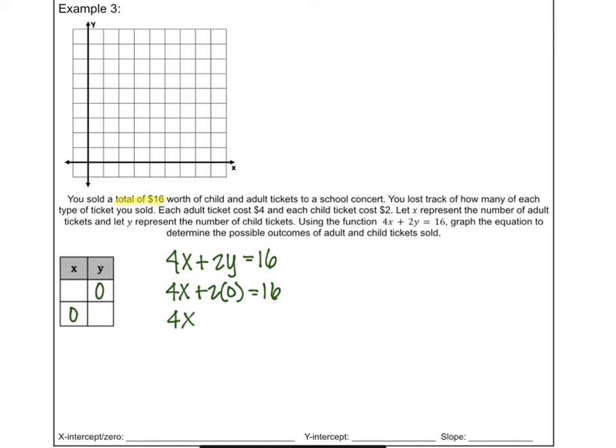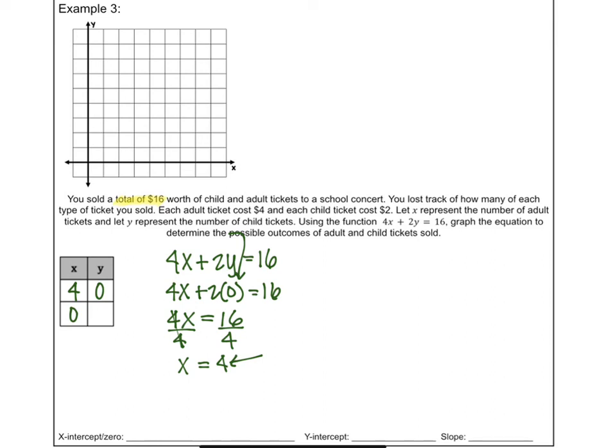That gets me left with my ax equals c. 4x equals 16. Divide by 4 on each side. And I am left with 16 divided by 4 is 4. So I know my point is 4, right? When I plug in 0 for my y value, I get an x value of 4.